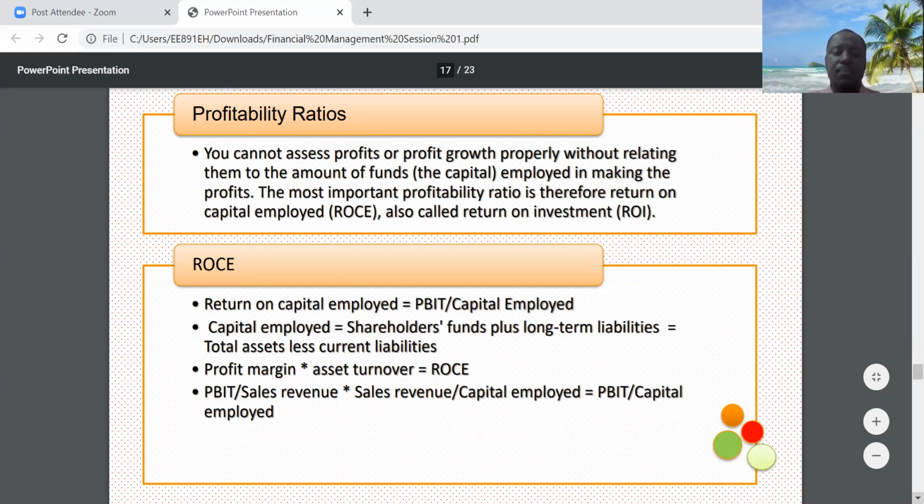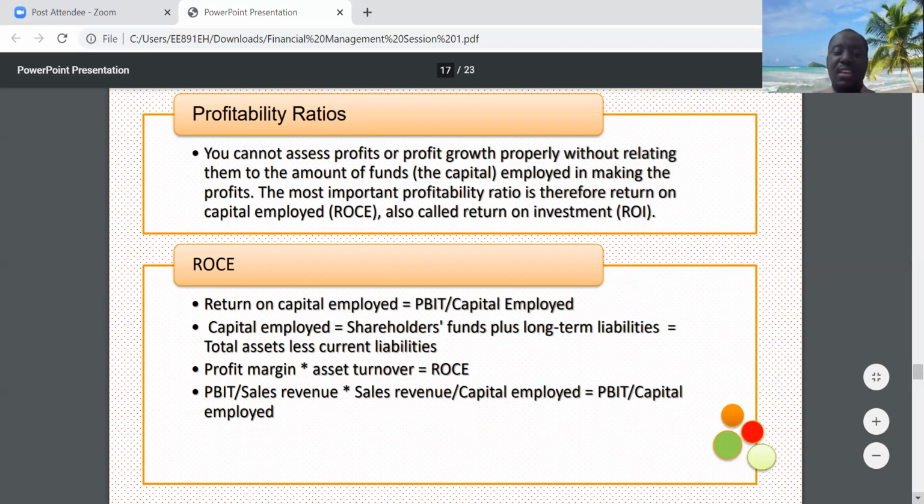I hope it's clear. To calculate ROC, there's also another twist to the formula that you can use, and that's the beauty of ratios. Your return on capital employed is simply your profit margin times your asset turnover. Your profit margin is your profit divided by your sales revenue. Your asset turnover is your sales revenue divided by your capital employed.